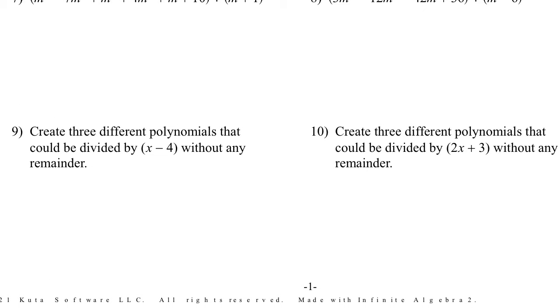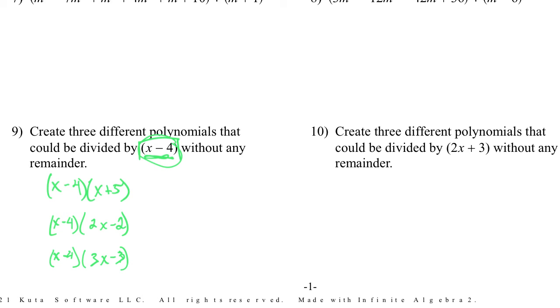These two word problems here, create 3 different polynomials that could be divided by x minus 4 without any remainder. If you want to create a polynomial that can be divided by it, this has to be a factor. So this is a factor that you have to use, and then you can use whatever you want. So you can have x minus 4 times x plus 5. You can have x minus 4 times 2x minus 2. You can have whatever you want. Just give me 3 of them and make them different than mine.